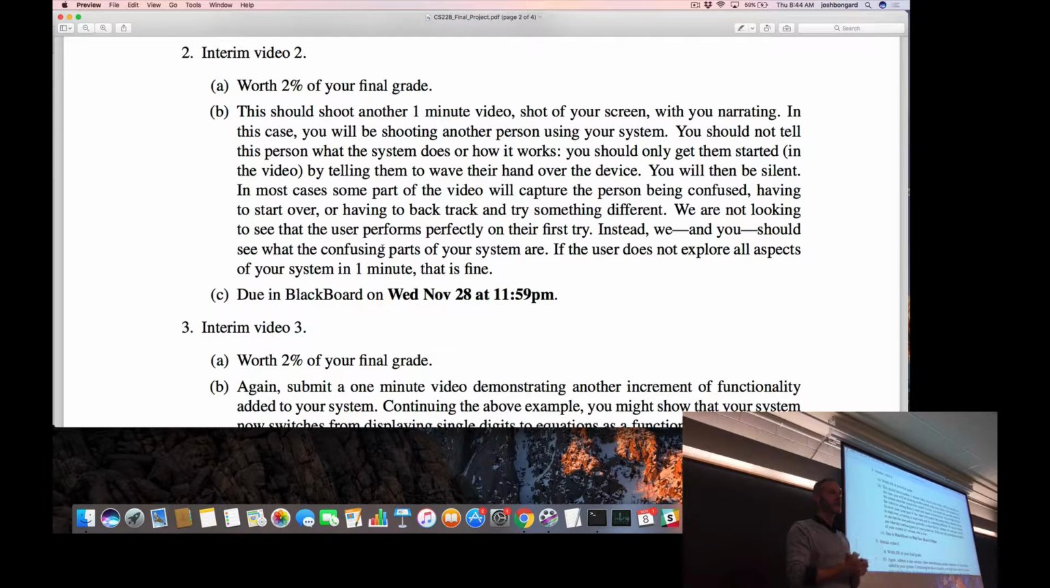It's also useful for you if you find a true naive user. You've probably bothered your flatmate to death with your project already. Some of your friends might already be very familiar with your system. Try and find someone who's never seen it before and has never seen a Leap Motion device before. You'll be able to extract a lot of useful information about things that you didn't realize about your system.